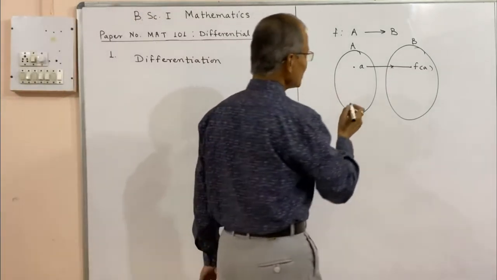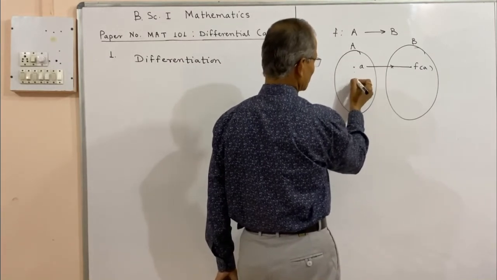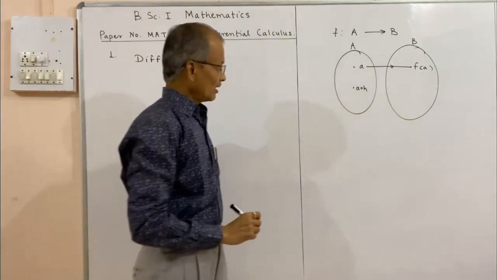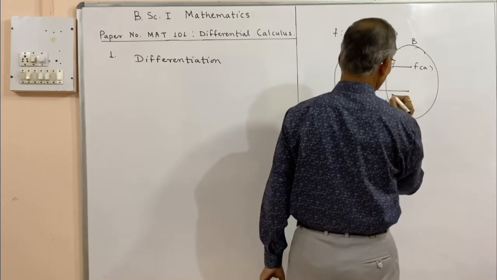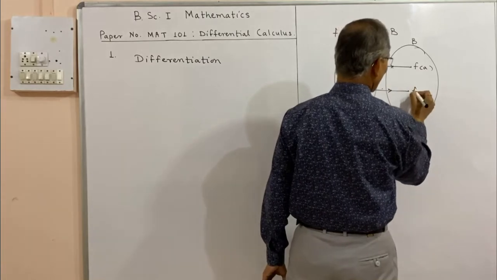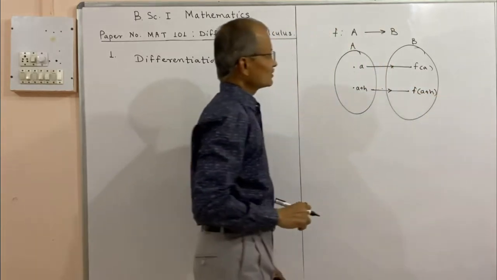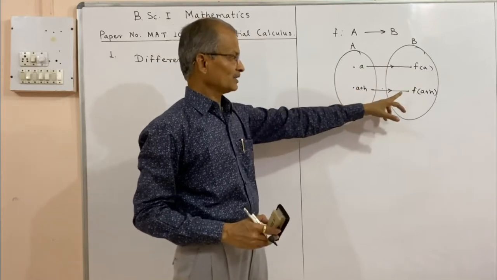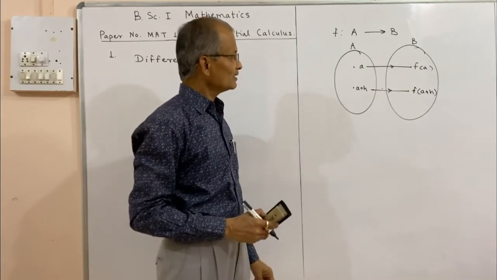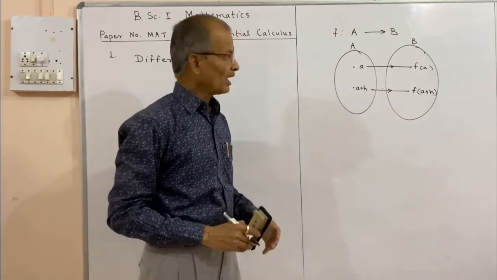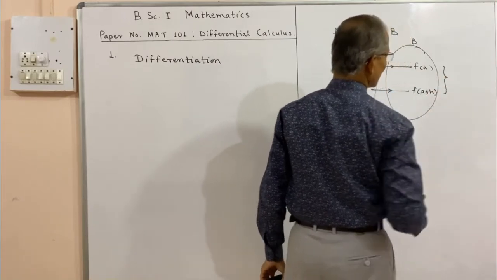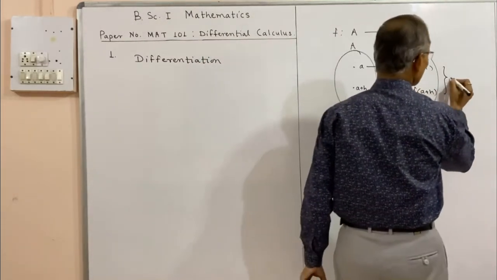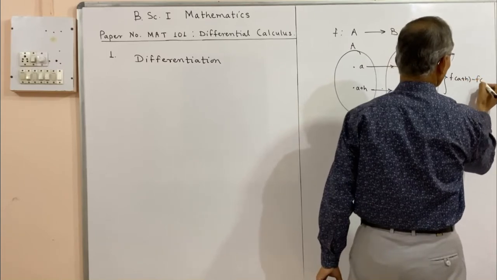And similarly, suppose this a changes to a plus h. Another element we shall consider as a plus h, some increment in a. Then that element will be related to the element f of a plus h. So these are the two elements we have considered. a has image f of a under f and a plus h has image f of a plus h. Now what we shall consider is the difference in these values, which is f of a plus h minus f of a.